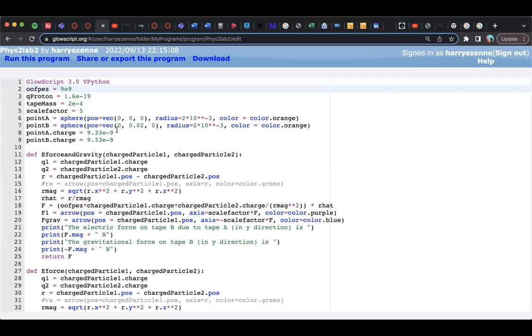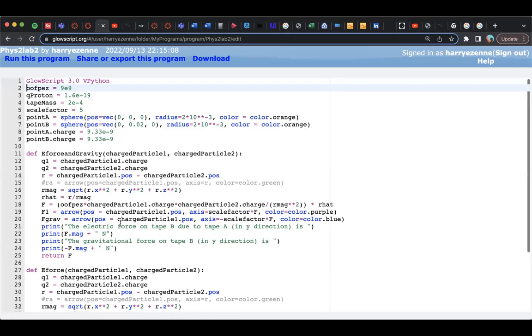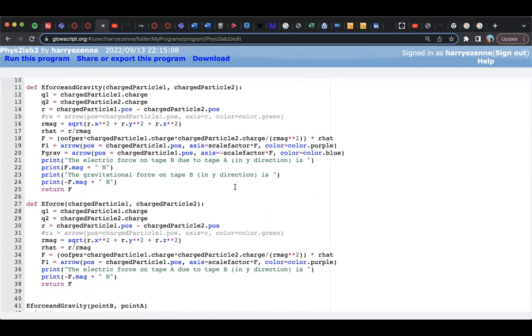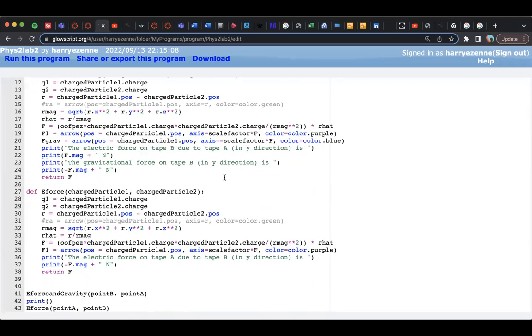So this is my code. This is where I initialize most of everything. So I solved for electric force using Coulomb's law over here. And the gravitational force is the opposite. It's negative because it's in the opposite direction. And this is for the electric force on tape A due to tape B. So it's also in the opposite direction, so it's negative as well.